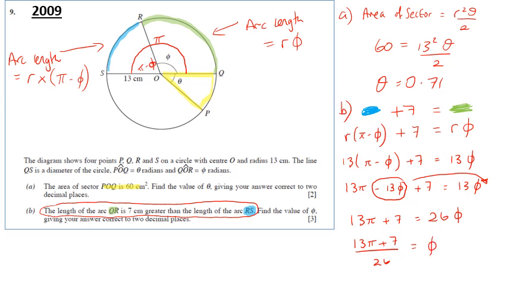So on the calculator, I'm going to type that fraction in. 13 pi plus 7 divided by 26. And phi turns out to be about 1.84. Remember it asks for 2 decimal places, so you've got to get the correct number of decimal places. And it's an angle, so I'm going to write the little c for radians.